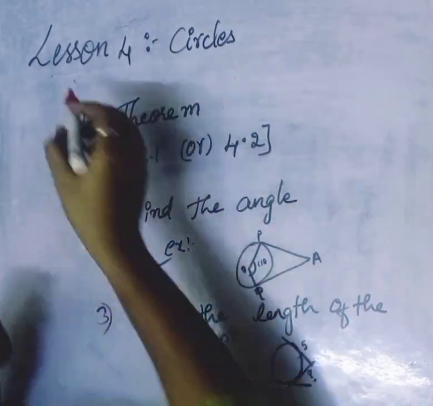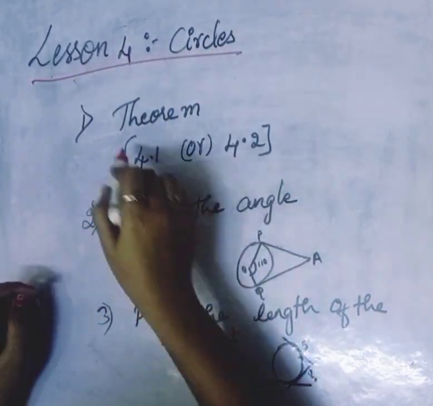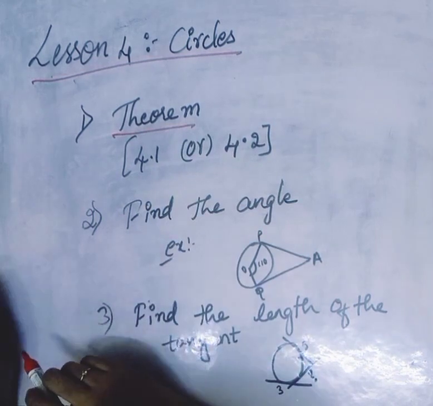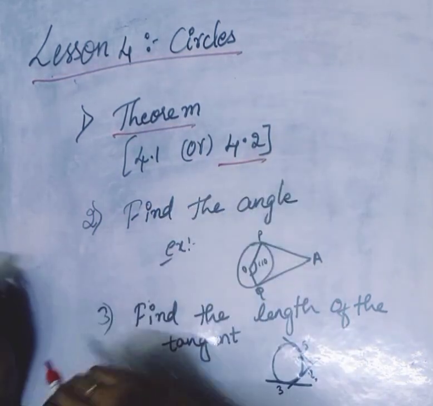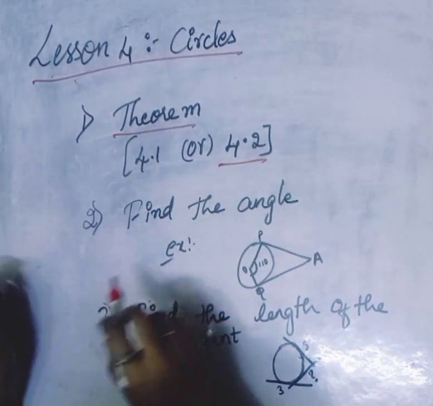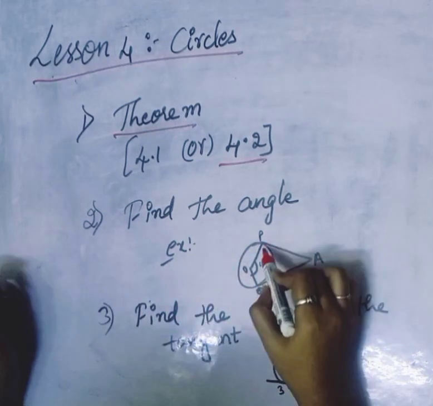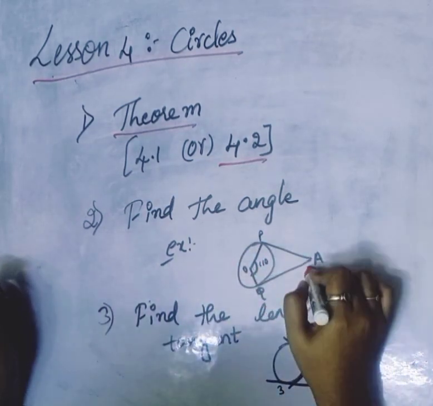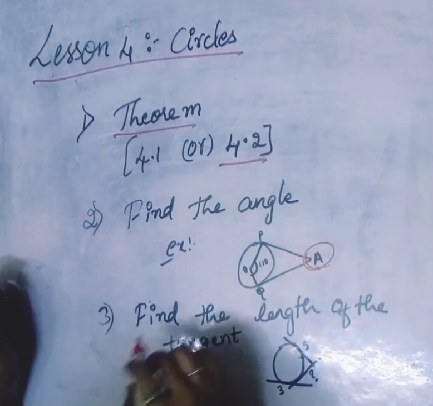Fourth lesson, circles. From this lesson, the tangent theorem will come. It may be 4.1 or 4.2, but the most expected is 4.2, the tangents one. And next one, find the angle. They will give you one angle, and you need to find the missing angle, which is not given. You can observe here in the diagram.